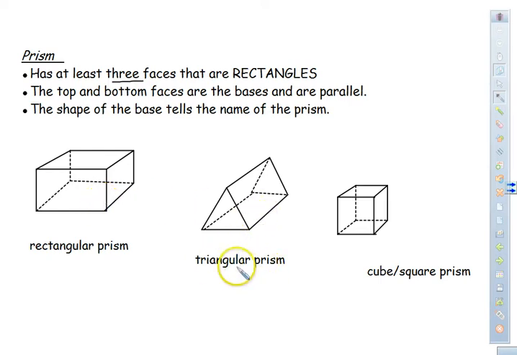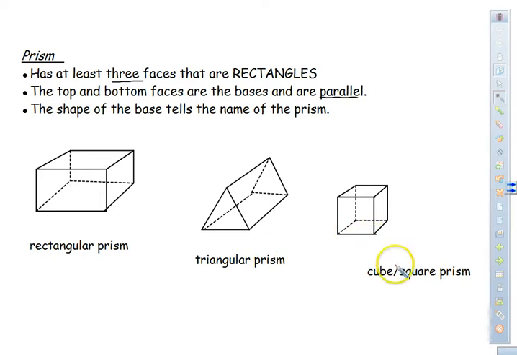Rectangular prism, triangular prism. Many students want to call it a rectangular prism because most of the shapes are rectangles, but that is not the case because the bases have to be parallel to each other. Okay, the triangles are what are parallel to one another. The other 3 sides that are rectangles are not parallel to one another. So it is a triangular prism.